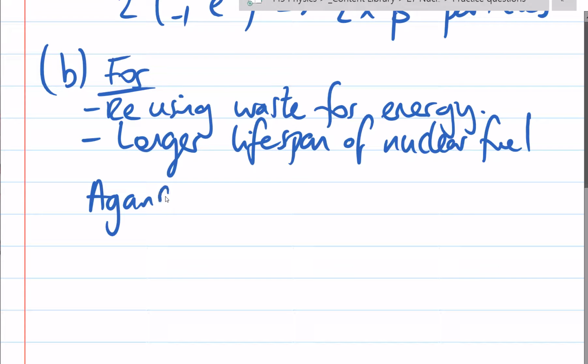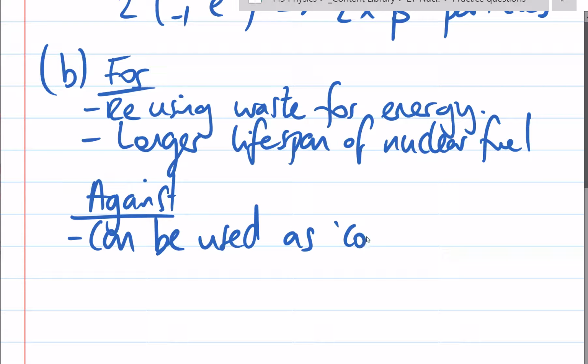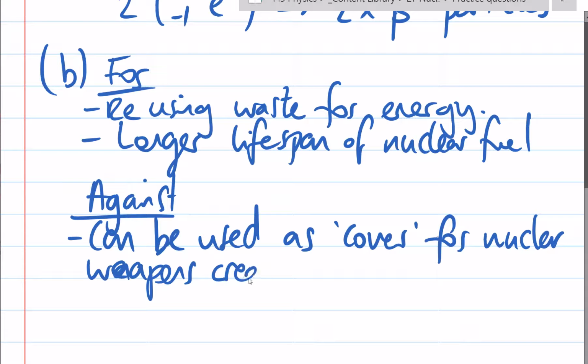Against: can be used as cover, I'll explain that in a minute, for nuclear weapons creation. So you can use breeder reactors as a cover, pretending that you're making breeder reactors for commercial use, but actually using them for weapons. Iran, in recent history, was someone we were worried about potentially doing that. We can do some research on that.